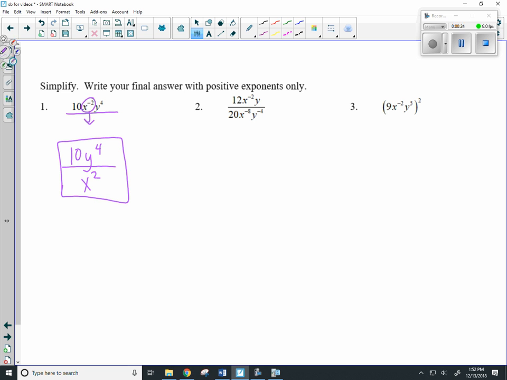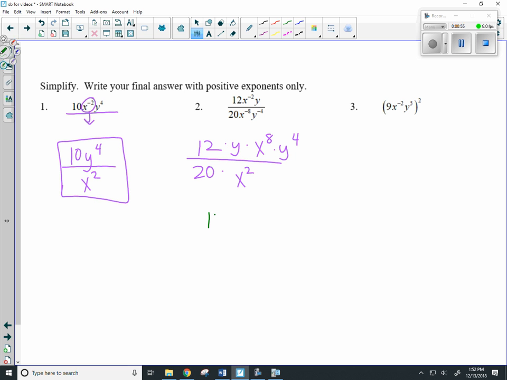Number 2 is a little bit more complicated. I'm going to go ahead and move everything so it has a positive exponent to begin with. So that 12 is going to stay up top. The y is going to stay up top. On the bottom, the 20 is going to stay there. But that x to the negative 8th has to move up. And the y to the negative 4th has to move up. And then that x to the negative 2nd has to move down. Alright, so I'll clean that up a little bit.